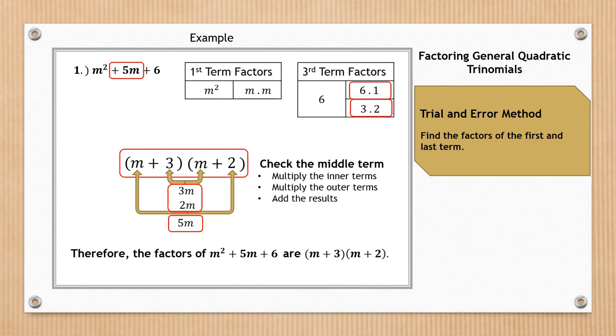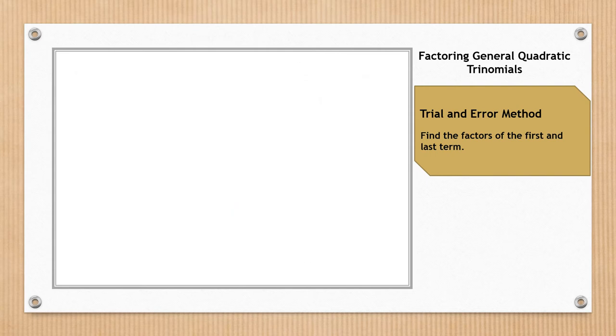So, therefore, the factors of m squared plus 5m plus 6 are m plus 3, m plus 2. Okay, so this is it, class. Ito na yung sagot. This is now the factors. So, we can check, class, you can check your answer if tama yung factor natin. Okay? So, we write it down.